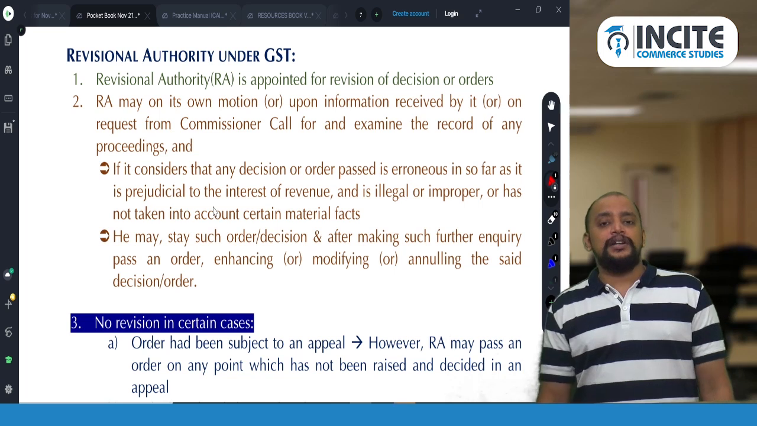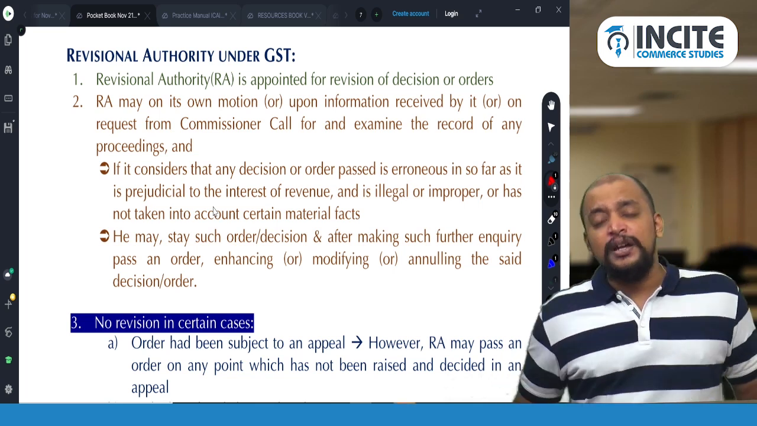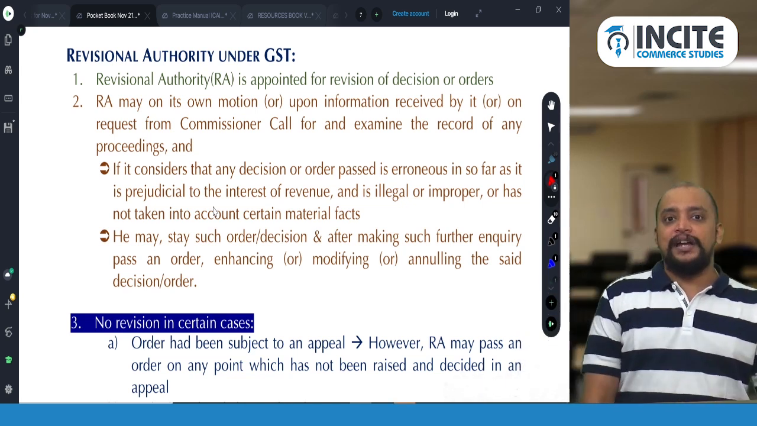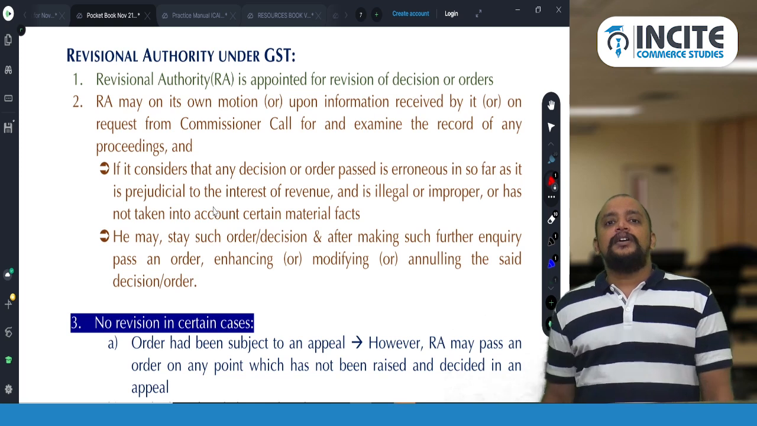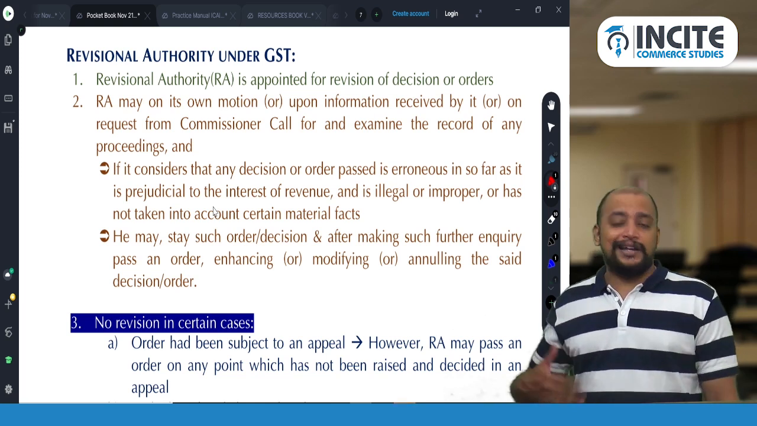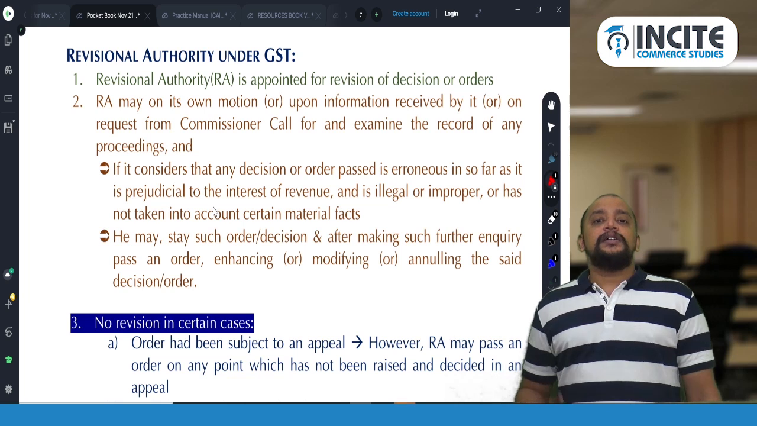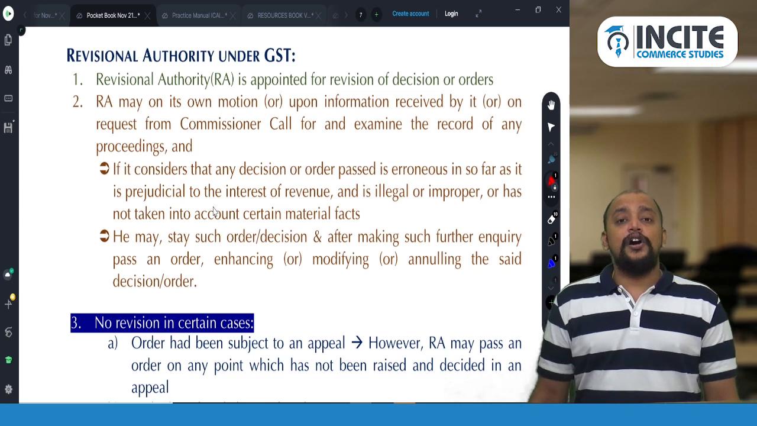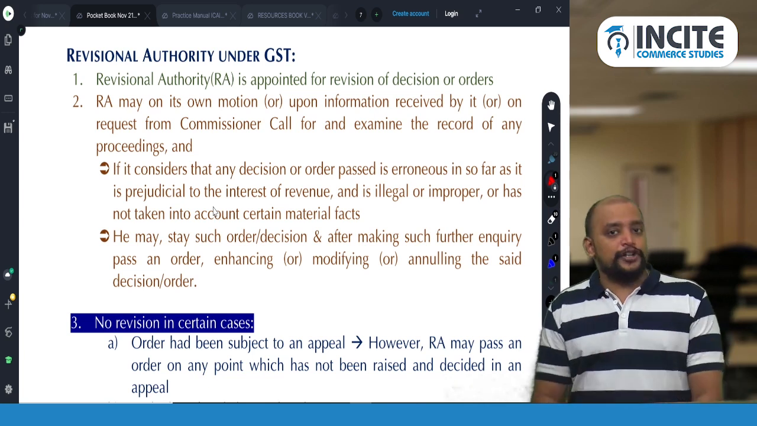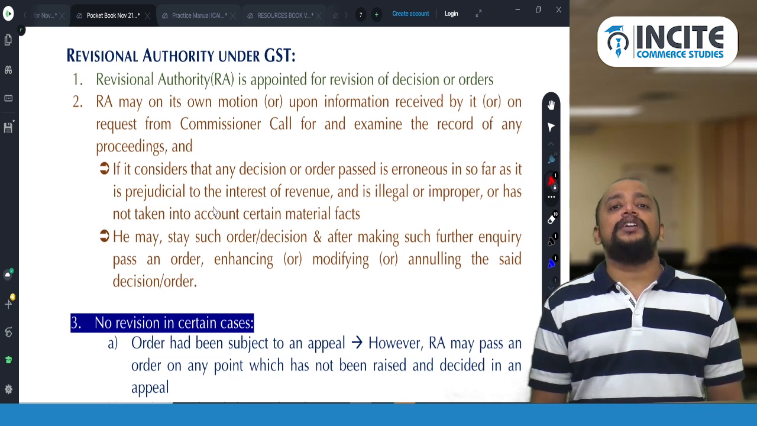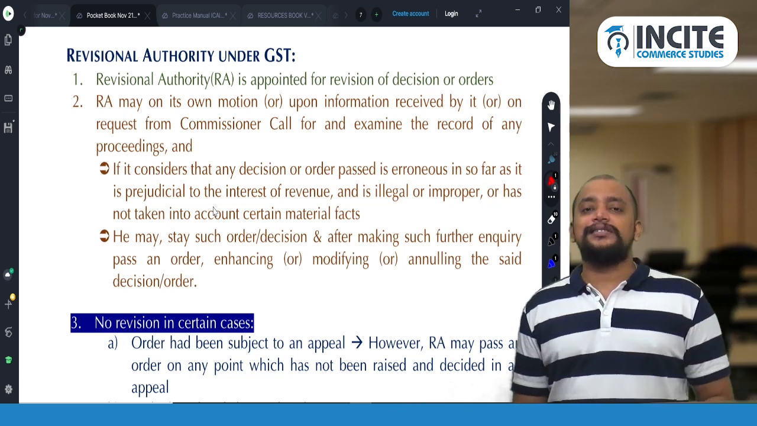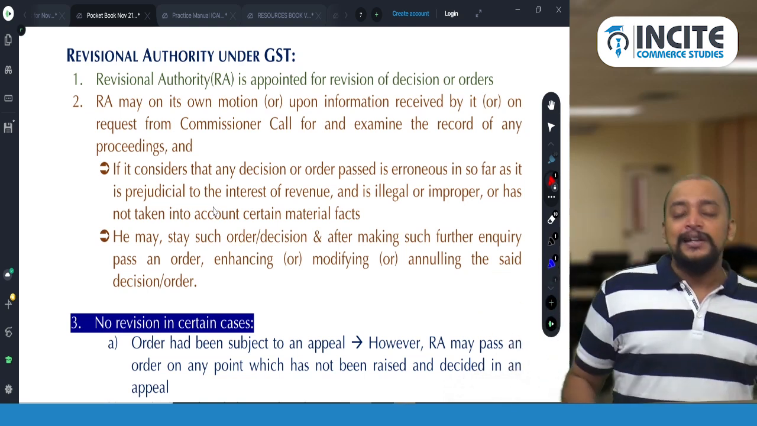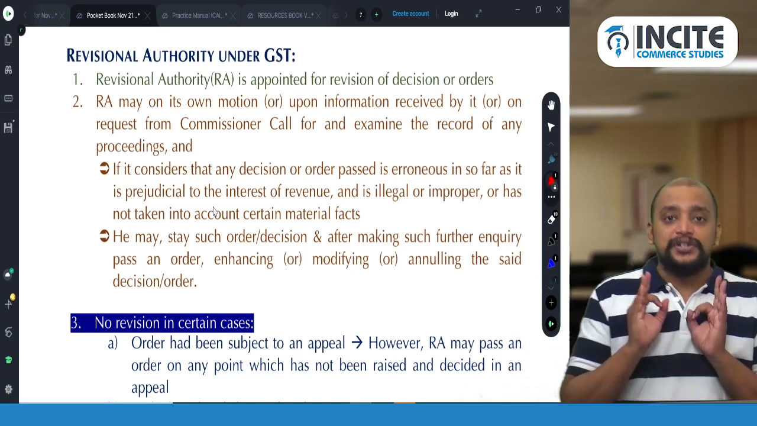And when they do revision, I told you these are independent people. When they do revision, if they identify that the tax has been short paid or not paid, and the order is erroneous and prejudicial to the interest of the revenue, that can be recovered. And even if an excess amount is recovered from the registered person, they can modify that. Or if the order is erroneous, they can annul that order. Okay. So not necessarily that they will only recover, but they can modify or annul. Three things they can do: they can enhance, they can modify, meaning reduce, or they can annul, meaning cancel. So these are the three things that can be done by the revisional authority.